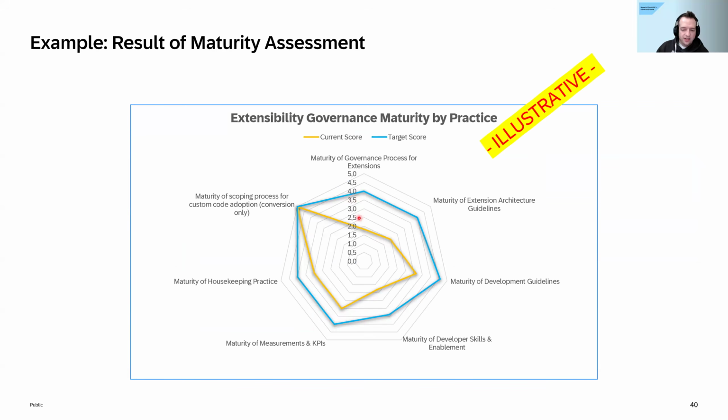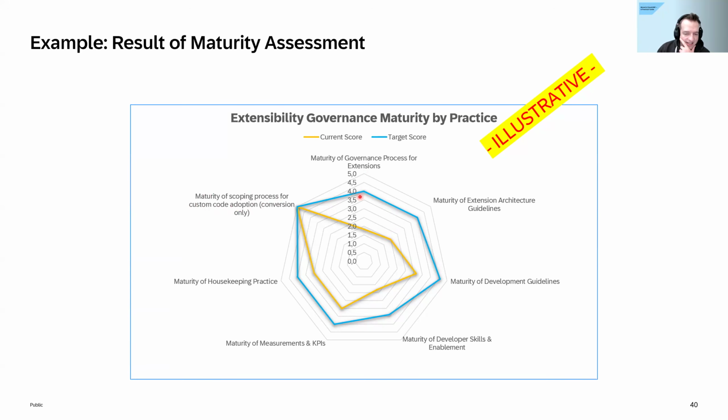That could be a result of a maturity assessment. We say, hey, for example, on the extension architecture guidelines or your development guidelines, there we have some gaps between where we are currently on a scale of 0 to 5 and where we want to be. In this case, for example, we see there's something around the scoping for the custom code adoption. This is conversion only. That's something where there is no need to do anything. But there are some areas where we have bigger gaps.